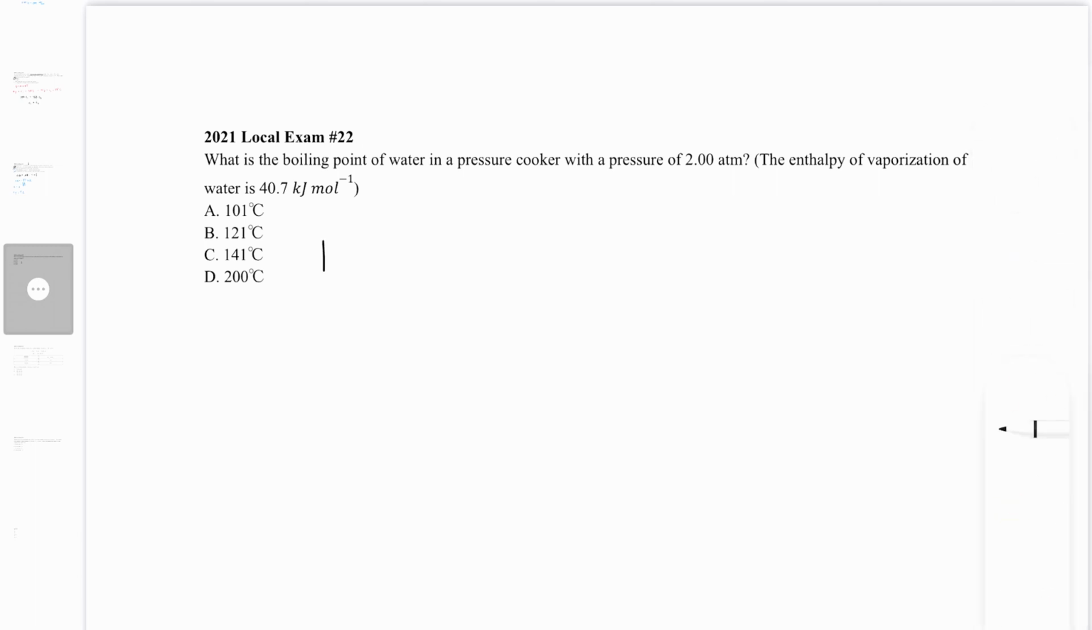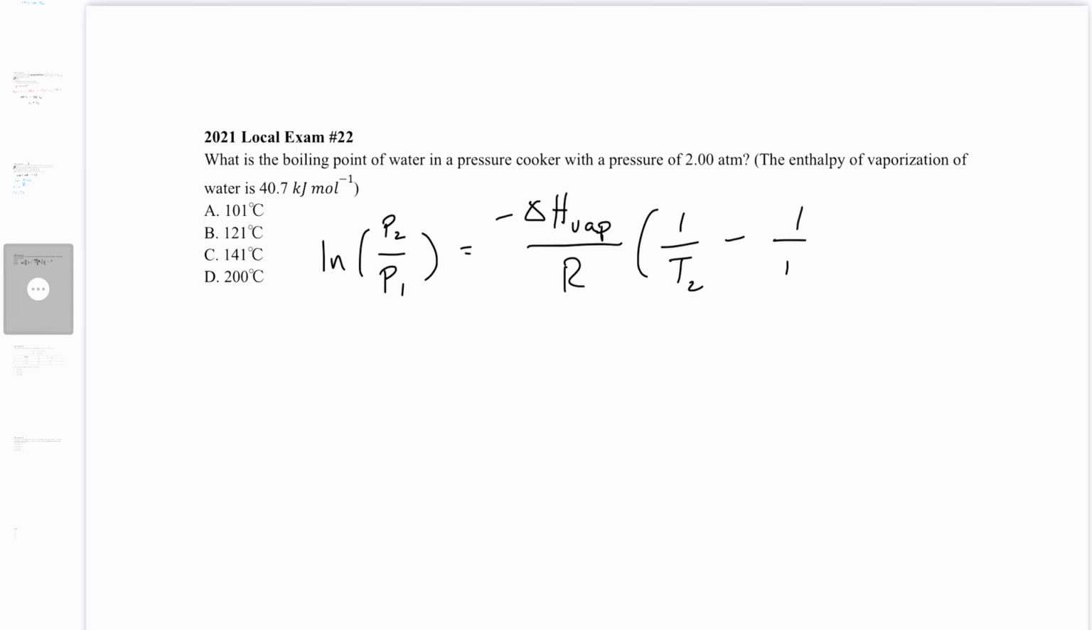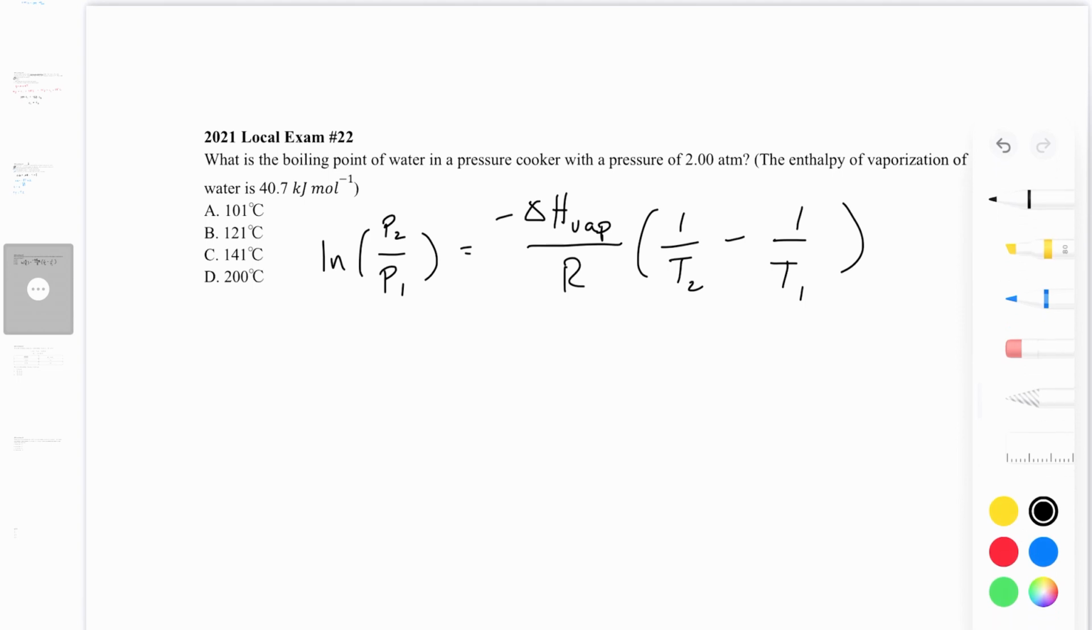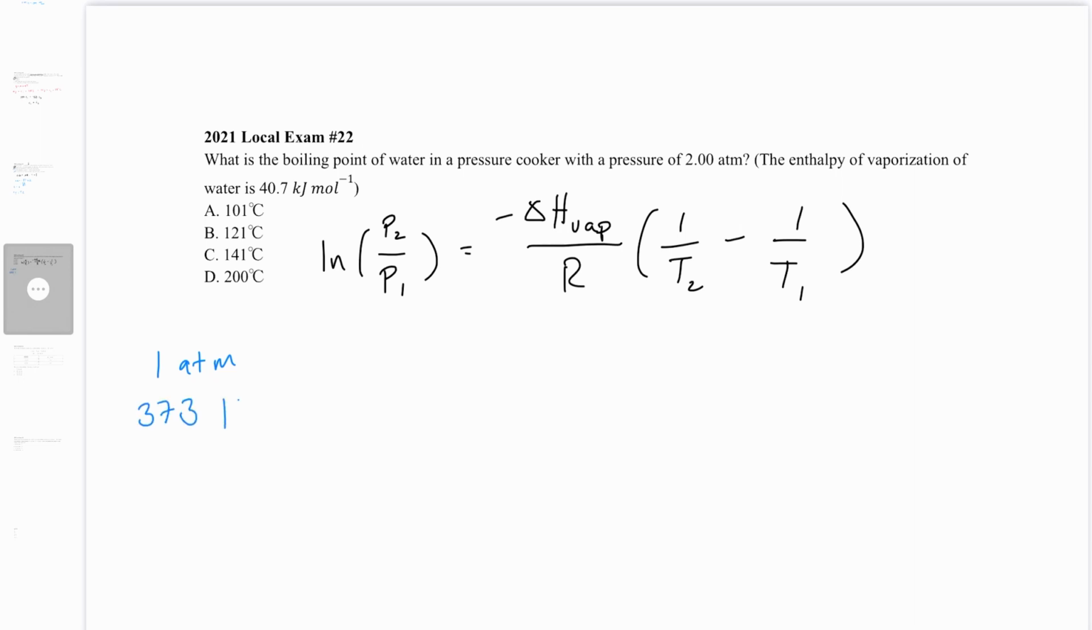So the Clausius-Clapeyron equation tells us that the natural log of pressure 2 over pressure 1 is equal to the negative enthalpy of vaporization over R times 1 over temperature 2 minus 1 over temperature 1. So we're going to need 2 sets of temperatures and pressures. How do we find those? Well, let's say the first set of temperature and pressure is just normal boiling point. At normal boiling point, you are at 1 atmosphere and you are at 100 degrees Celsius, which is 373 Kelvin.